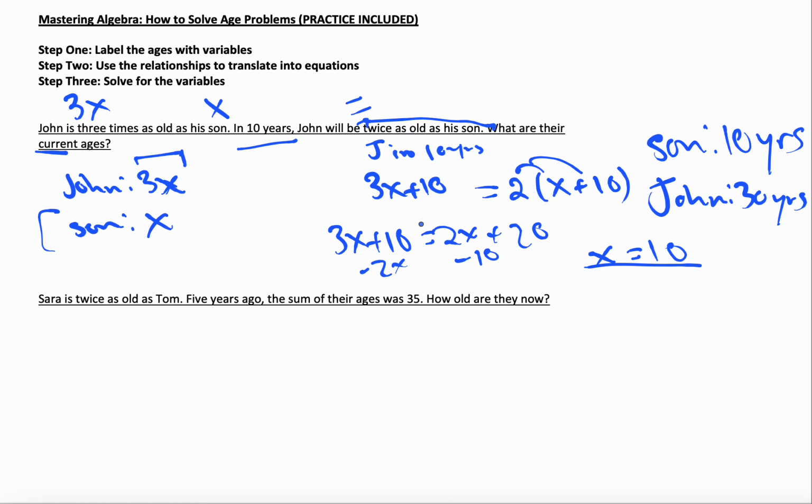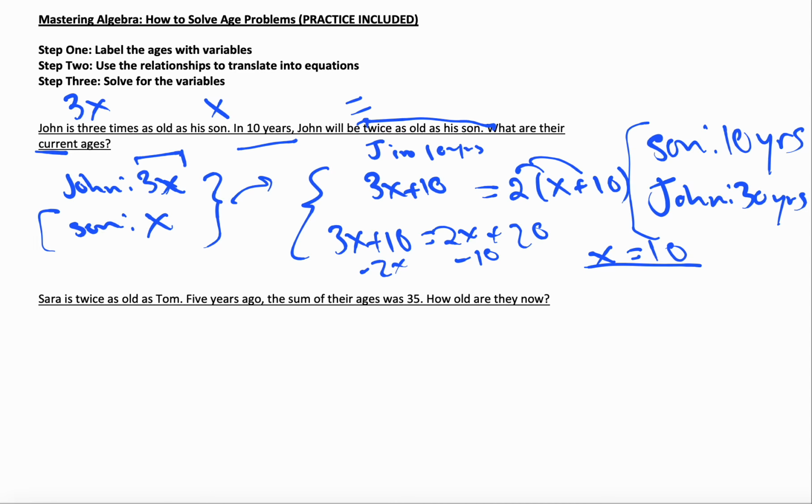So we can do a gut check and figure it out from the beginning. Is John 3 times as old as his son? Yeah, 10 times 3 is 30. In 10 years, when John is 40 and his son is 20, is that twice as old? Yeah, that works out. So what we did here is we started off with a simple algebraic equation. We use more info to translate it into something that has an equal sign, and then we solve for it, and then we can get this relationship right here. And then we're all set.